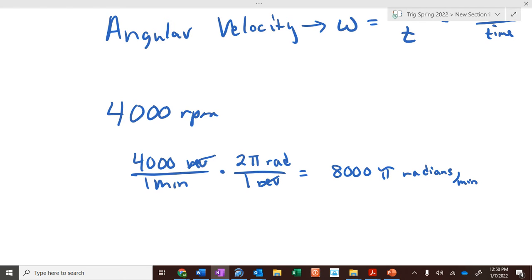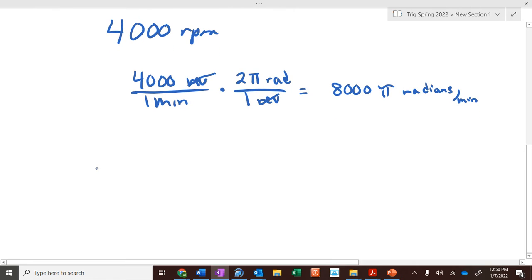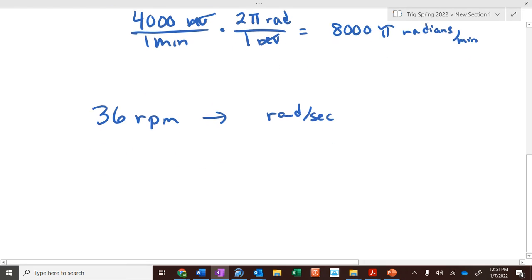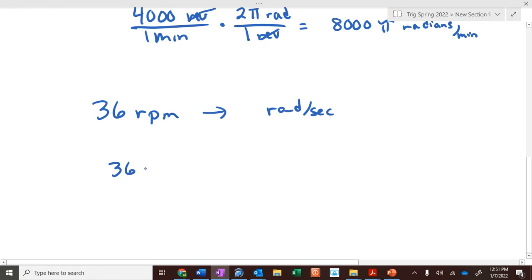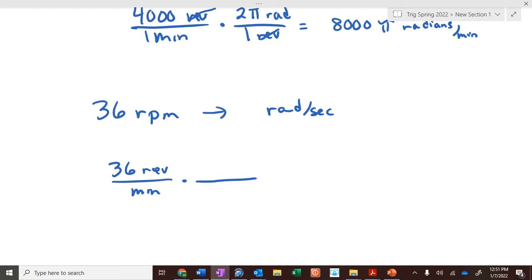Okay, changing units. So let's say something was traveling at 36 revolutions per minute, and we want to know the number of radians per second of that. Okay, we want to change it from RPMs to radians per second. So we start out with 36 RPM, or revolutions per minute. And now we're going to change it to radians per minute. How do I change from revolutions to radians? Multiply by 2 pi radians every 1 revolution.